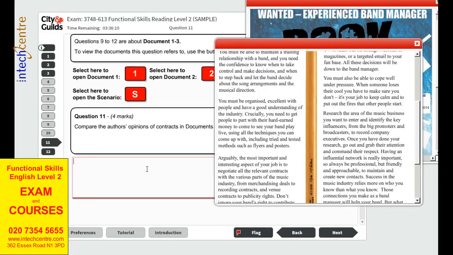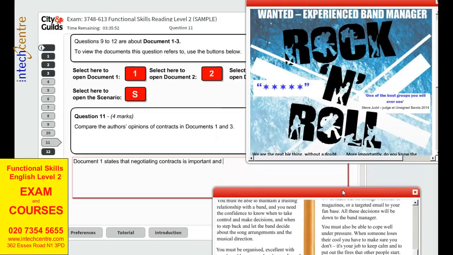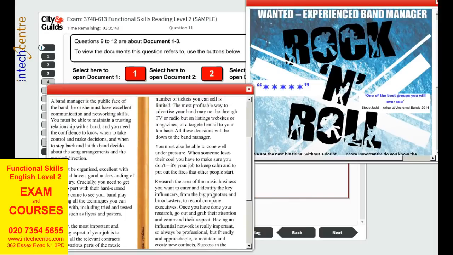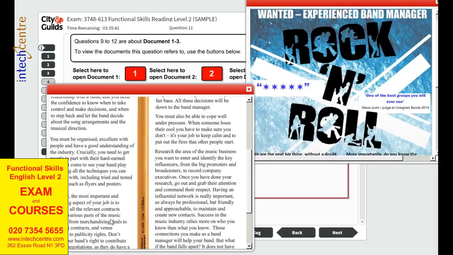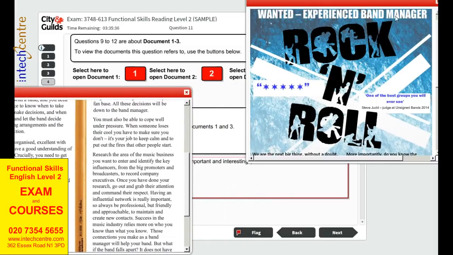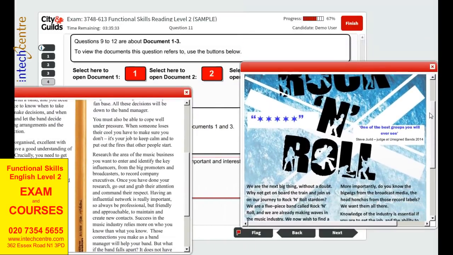So let's word this correctly. So document 1 states that negotiating contracts is important and interesting. So that's what the author here is saying about contracts, L. Baden. So he's saying the most important and interesting aspect of your job is to negotiate all the relevant contracts. So how is this similar in document 3, or how are they different?